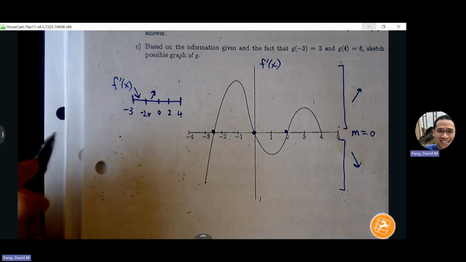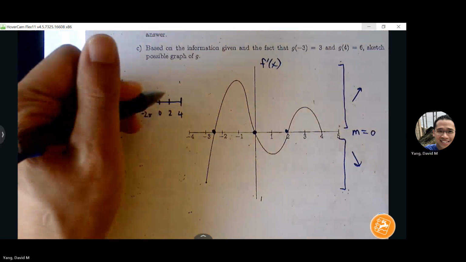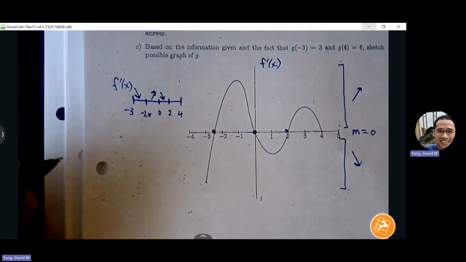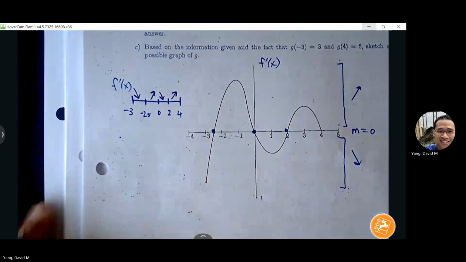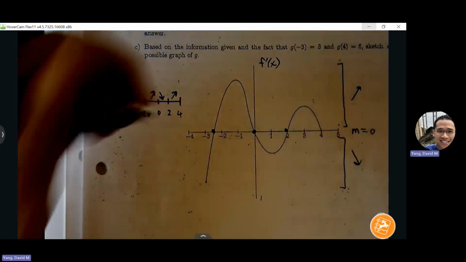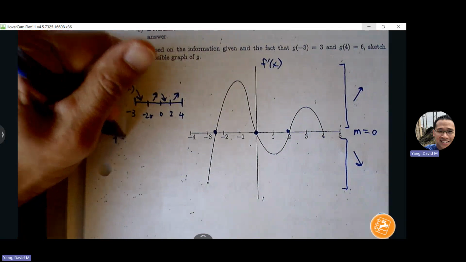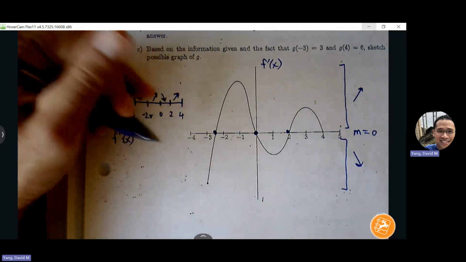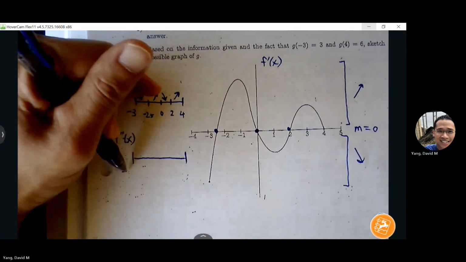Between 0 and 2? Negative slope. Yep, below the x-axis. And then between 2 and 4? Positive slope. Above. Okay, let's go ahead and get the second derivative sign line out of the way, because that's the hardest part. If we can get these two sign lines out of the way, everything else should feel easier.